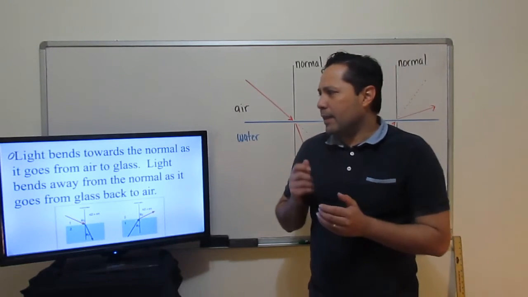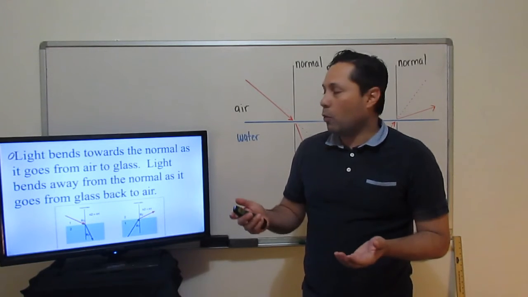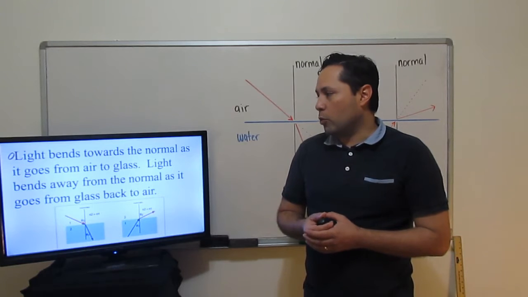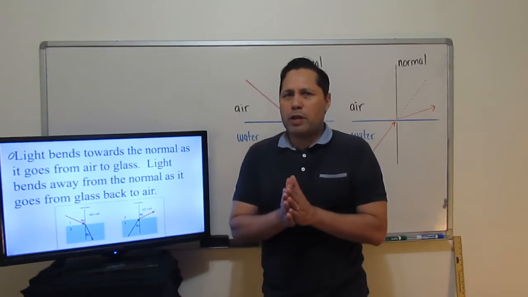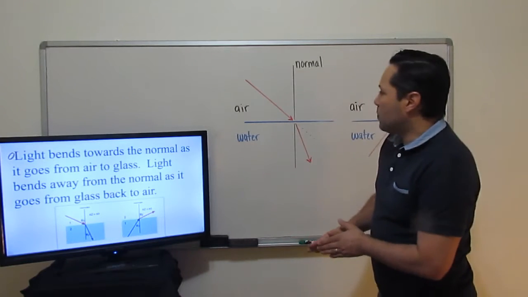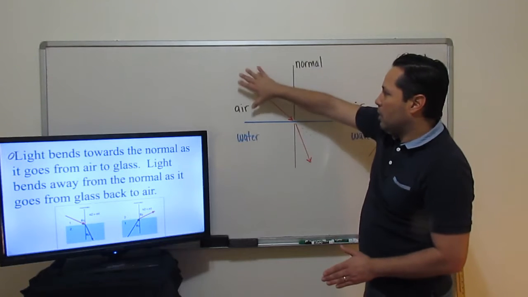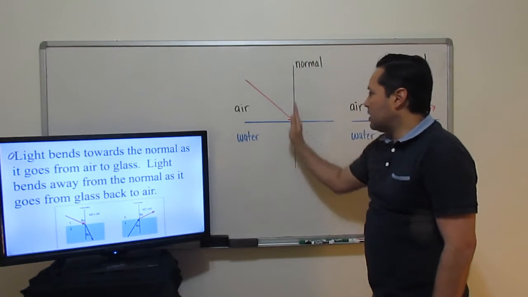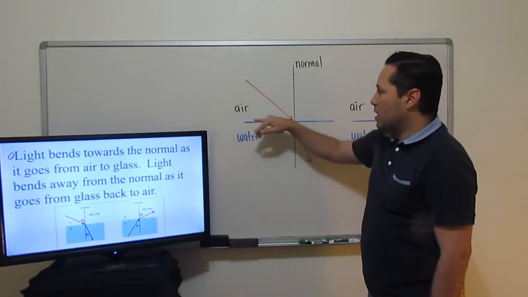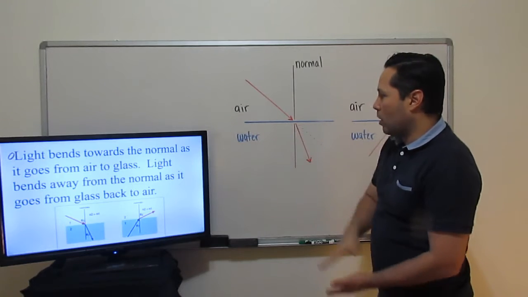Alright, now how light bends. Light bends towards the normal as it goes from air to glass, or light bends away from the normal as it goes from glass back to air. Alright, let's talk about first of all what is normal. So in this picture we have air and water. So picture that there's water here, air on the top. Normal is a perpendicular line. It's an imaginary perpendicular line that is 90 degrees from the boundary between the air and the water.